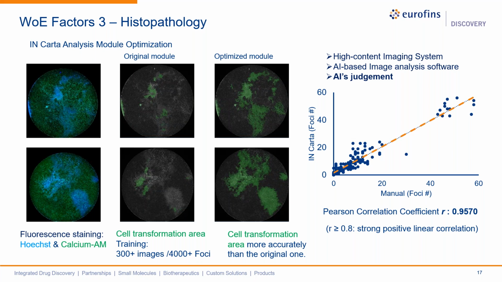And regarding our assays, the Pearson correlation of our foci counting between scientists and the Incata analyzed module is 0.9517, indicating a strong positive correlation. This suggests that the Incata analyzed module can serve as a reliable alternative method for foci counting. Next slide, please.